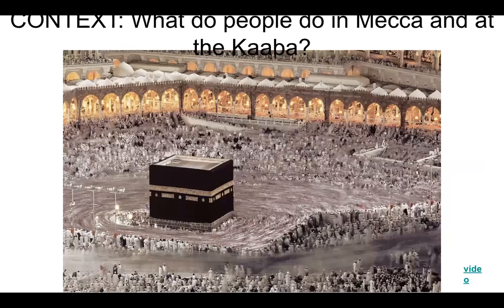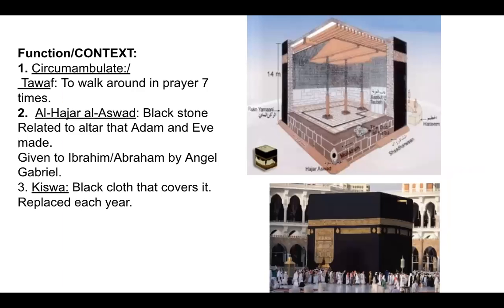Okay. So why do people go to Mecca and go to the Kaaba? What do they do when they're there? What they do is they circumambulate. Circumambulate is basically where you walk around it again and again. And you walk around it at least 7 times. So that's a ritual that people perform when they go there.